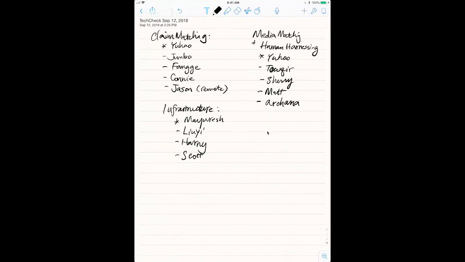And then for the claim matching team, I think the very first thing to do is to really go through all the prior art and code, and try to understand it first of all, but also work with the media matching and human harnessing team to come up with some data set with which we can actually start evaluating these different approaches. So that's kind of the high-level assignments.